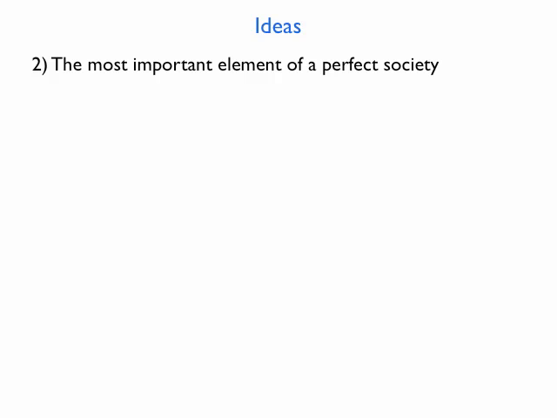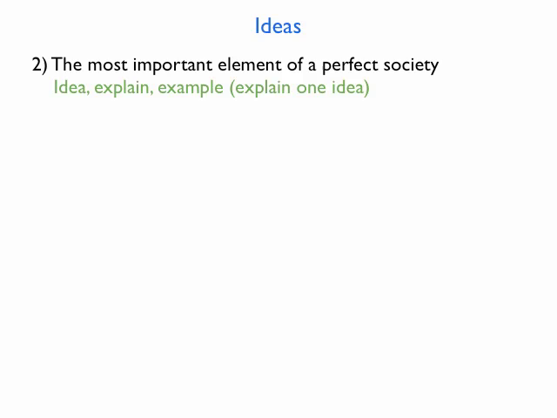First, for paragraph 2, the most important element of a perfect society. This question tells us to describe one element only, so I think I would write an idea, explain, example paragraph to explain one idea.